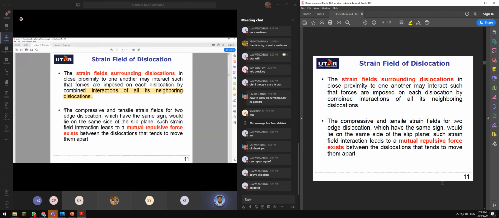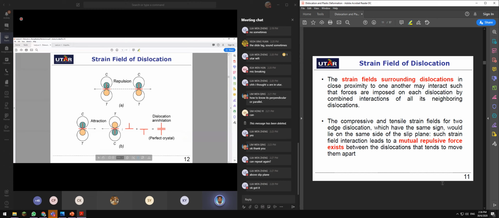All right, there are two types of force, the compressive and tensile. The compressive and tensile strain fields for two dislocations which have the same sign would lie on the same side of the slip plane. Such strain field interaction leads to a mutual repulsive force between the dislocations that tends to move them apart.